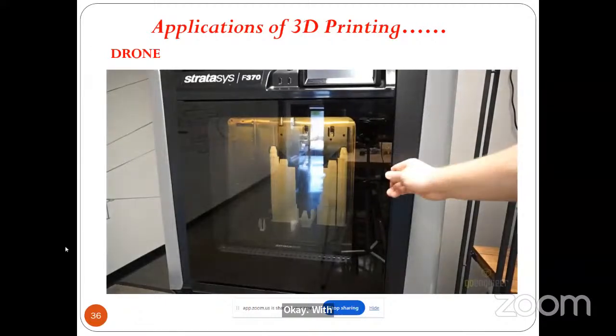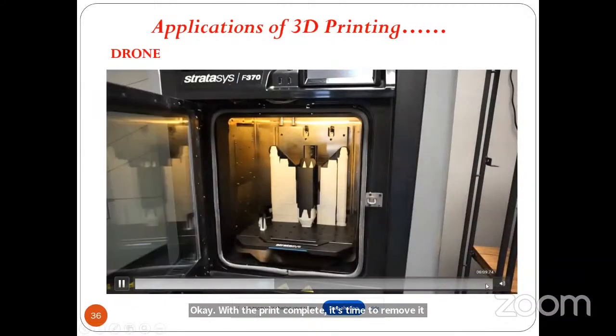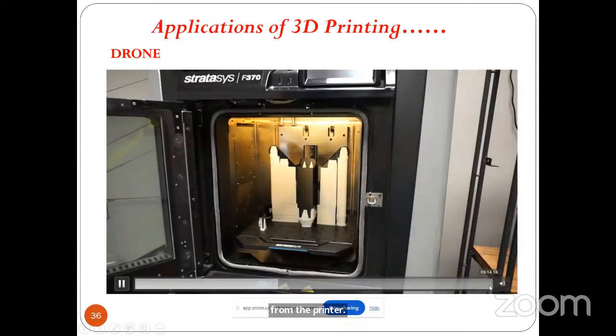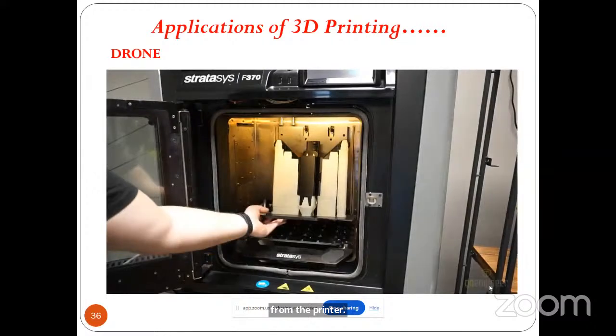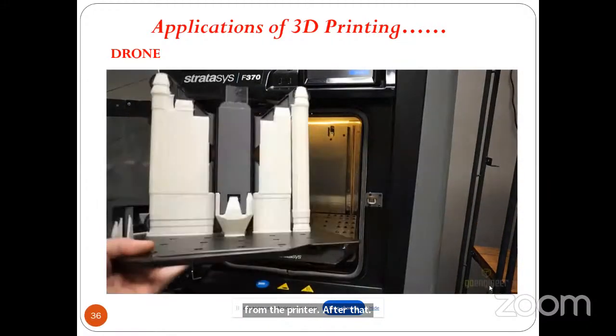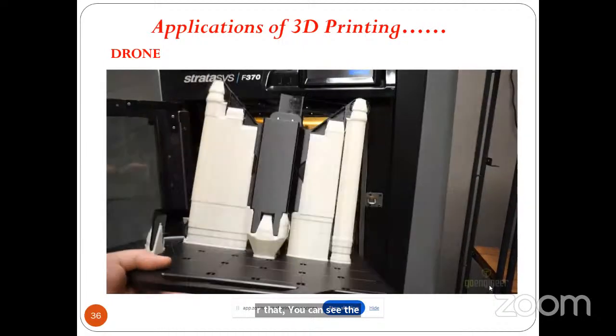With the print complete, it's time to remove it from the printer. After that, we're going to start with opening up the door, then we're going to press down the lever and lift the platter out. We can see the model looks great on the printer, and we're going to take this over to the table, take everything off the plate.